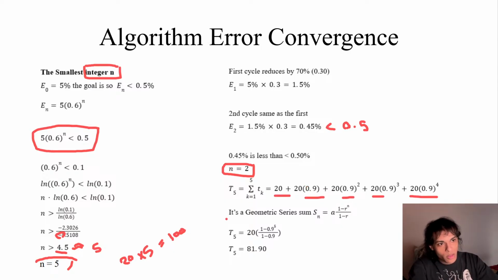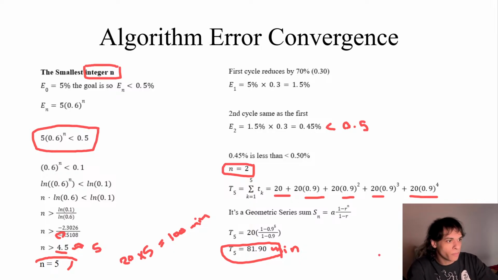And this is obviously a geometric series sum. So we just use the geometric series sum rule to add them all together, and we get our time in minutes, 81.90 minutes, which is the time it's going to take instead of 100 minutes, since we decreased by 10% at each cycle.